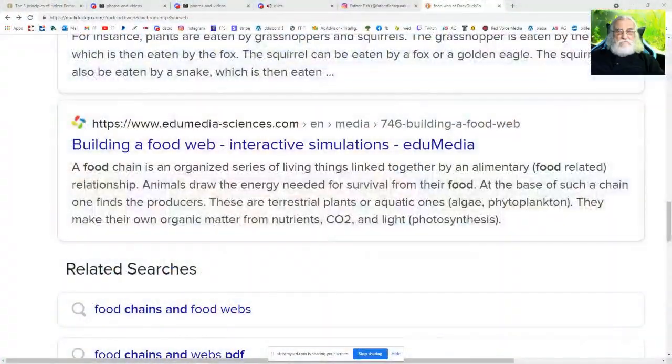All right, boys and girls, we're going to get down to it here. We're talking about permaculture and food web. Terms you may not be acquainted with at all. So let me go over it kind of briefly. Starting with food web. Building a food web.